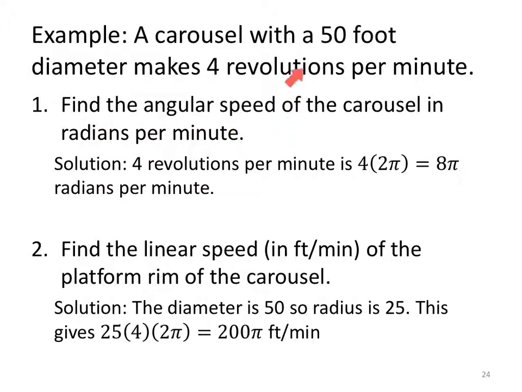We're going to find the angular speed of the carousel in radians per minute. Well, I know it makes 4 revolutions per minute. And 4 revolutions is a complete circle. 4 complete circles is 8 pi radians every minute. Notice how I already have my per minute, so it's already in the correct form for speed. Find the linear speed. So if I were to be on the edge and run this distance of the platform rim of the carousel, well, I know the diameter of the carousel is 50 feet. The radius is 25. So at 25 feet, going around 4 times, full circles, I would be going 200 pi feet per minute. I can guarantee you I cannot currently run that. Definitely.